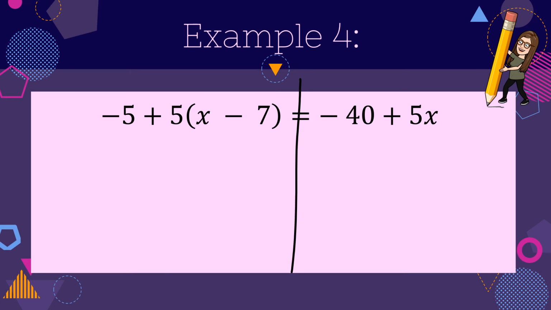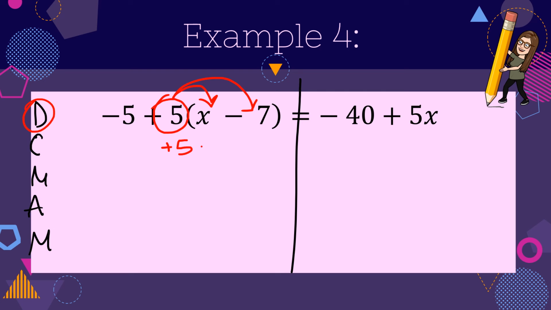And our last one, let's draw a line down the equal sign and follow our steps. Again, if you need help with those steps, the letters I'm writing, we want to see our previous video. Let's start with distribution. There's a 5 right in front, so I'm going to distribute the positive 5, positive 5x, and negative 35. Everything else falls down.